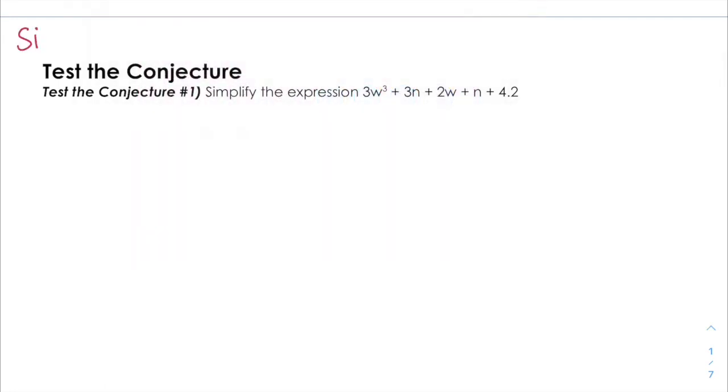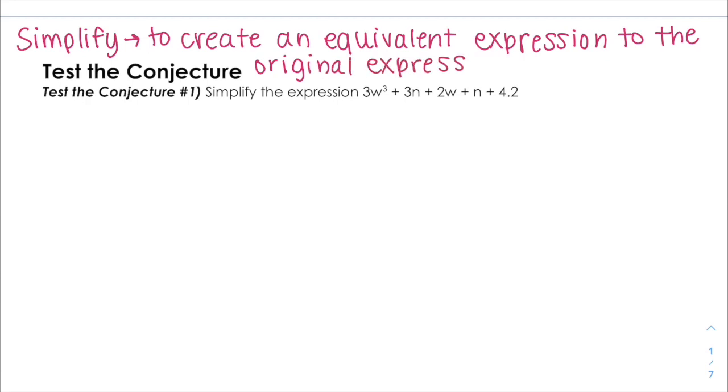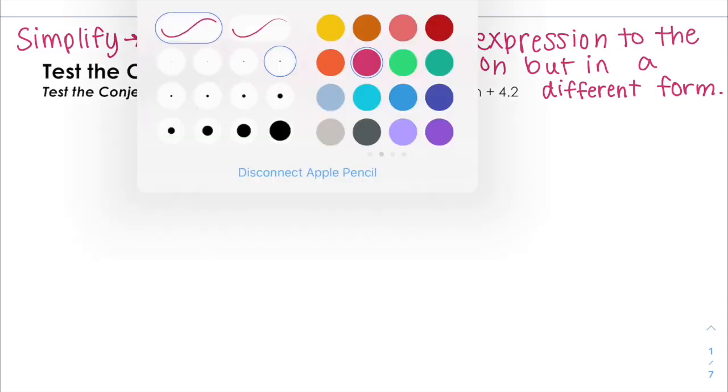Okay, when you see the word simplify, this is just telling you to create an equivalent expression to the original expression, but in a different form. So we're going to simplify this expression and make it look a little bit different, but they're going to still be equivalent, or at least that's what we're testing.